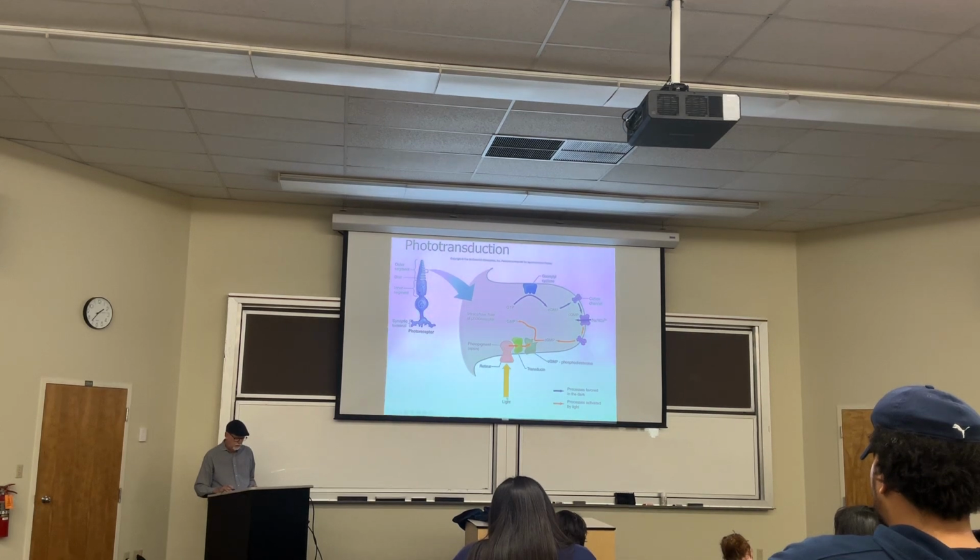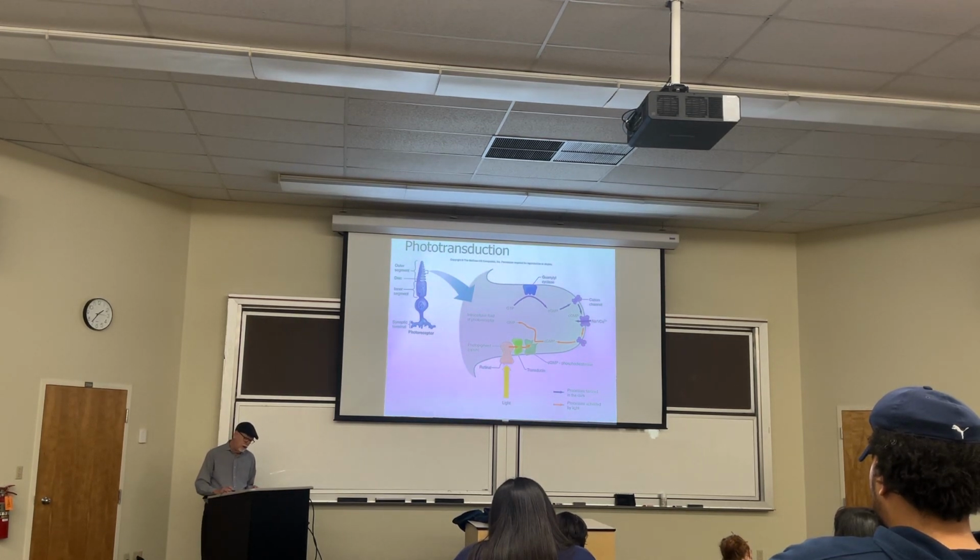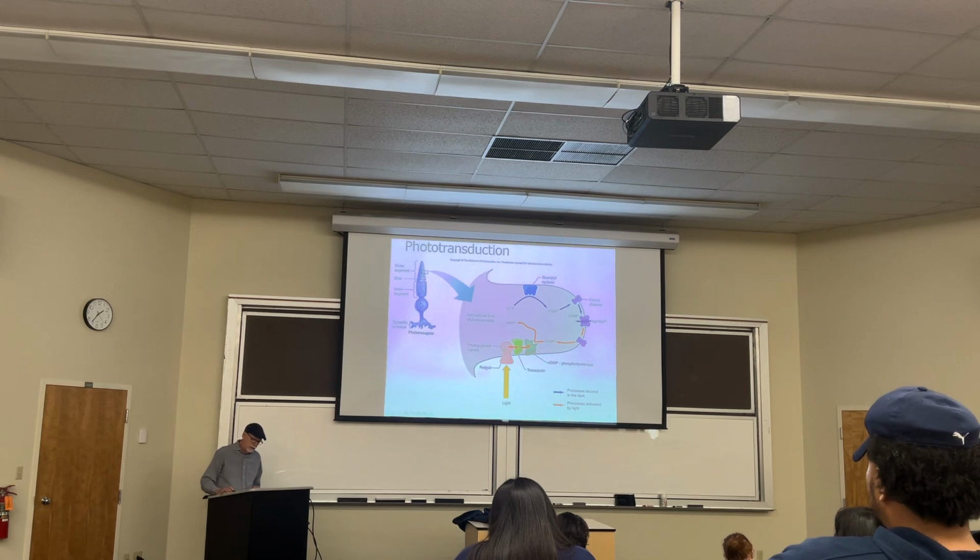Now as we swing over here, the light, when it hits the opsin, the photopigment, and is absorbed, will change the retinal, in this case, from 11-cis to all-trans.